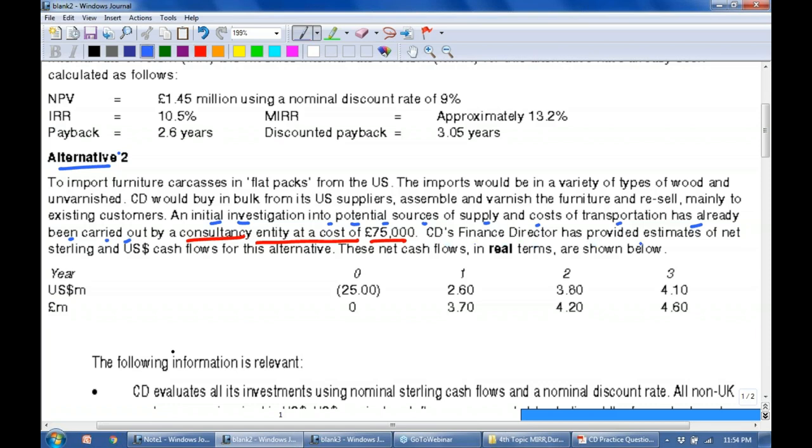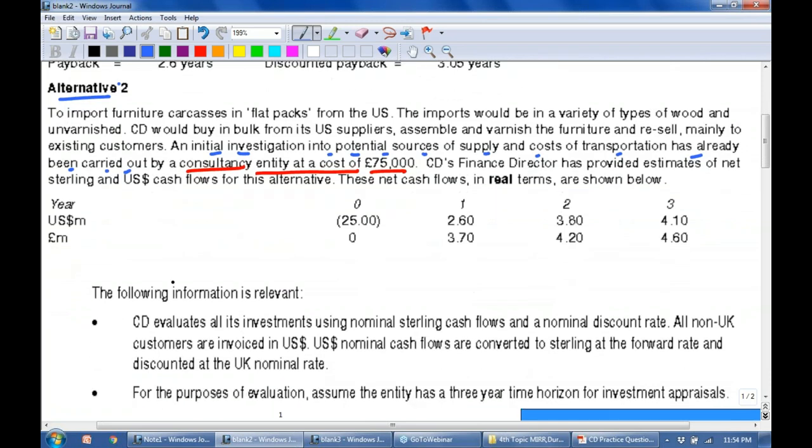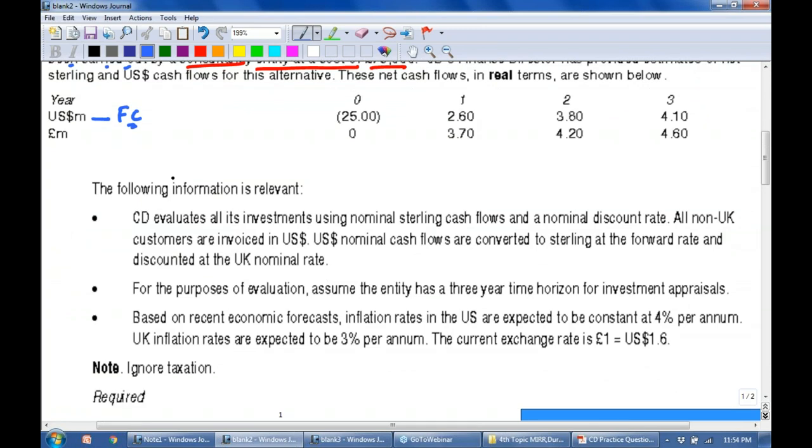Furthermore, the Finance Director has provided estimates of the net sterling US dollar cash flows from this alternative. These net cash flows are in real terms and shown below. Real terms in the US dollar, that means in foreign currency, candidates, 25.6, 3.8, 4.1. The following information is relevant. CD evaluates all its investments using nominal sterling cash flows and a nominal discount rate. All non-UK customers are invoiced in US dollars. US dollar nominal cash flows are converted to sterling at the forward rate and discounted at the UK nominal rate.